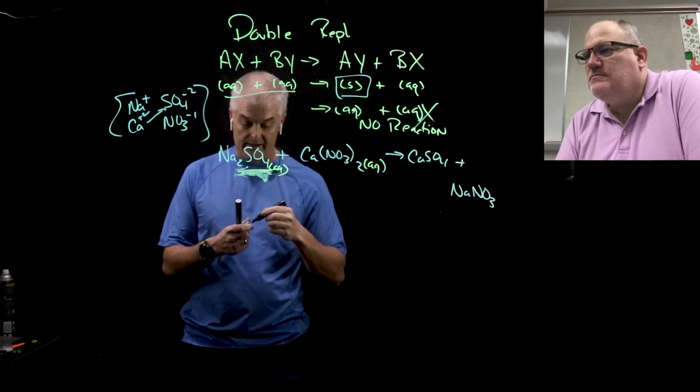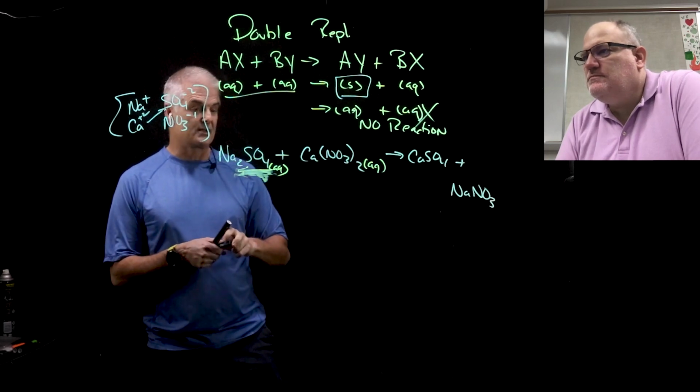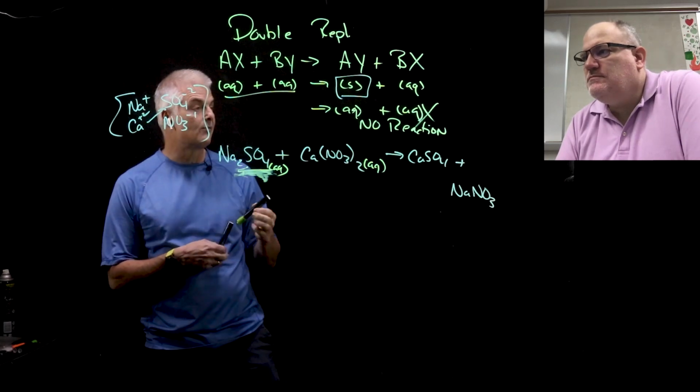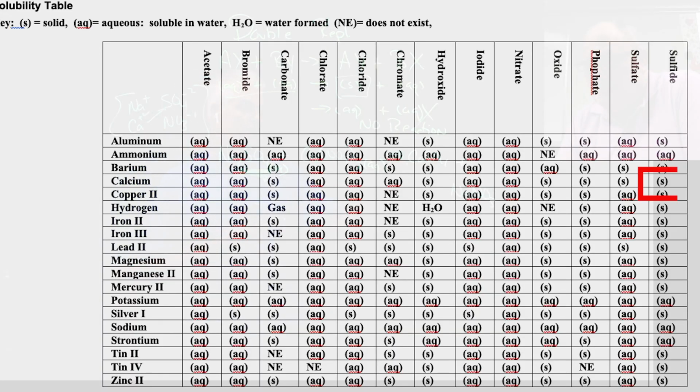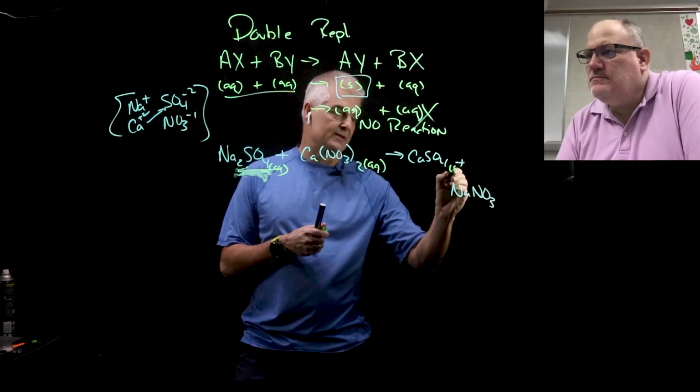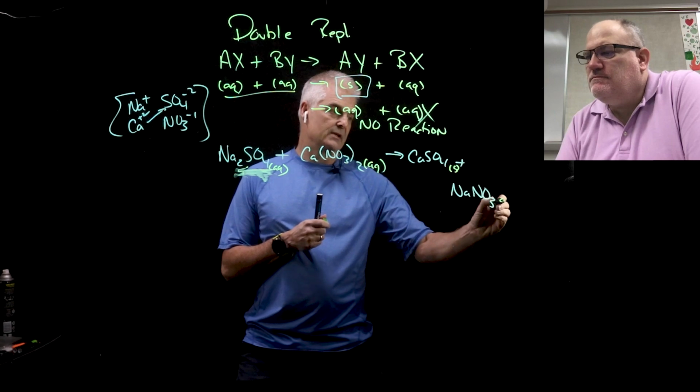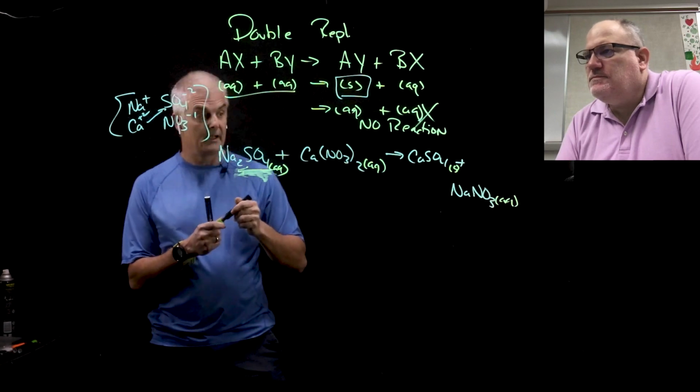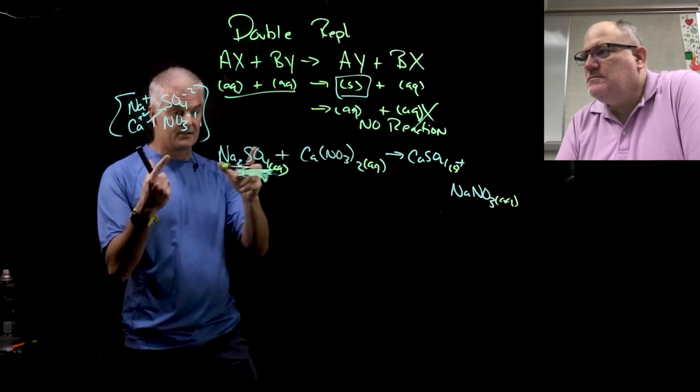Now, before I try and balance this, I think it's important that I check our table and see if one of these is a solid. And if you look at calcium sulfate, you'll discover that that's a solid. And sodium nitrate is an AQ. So this reaction actually happens. So then we're good. Now we have to balance it.